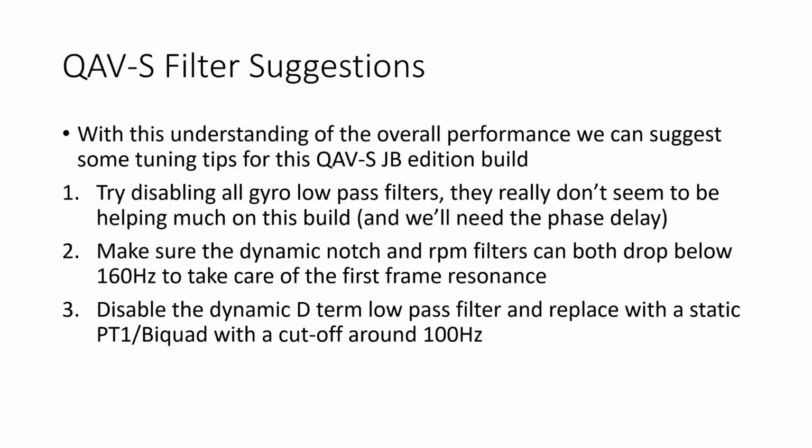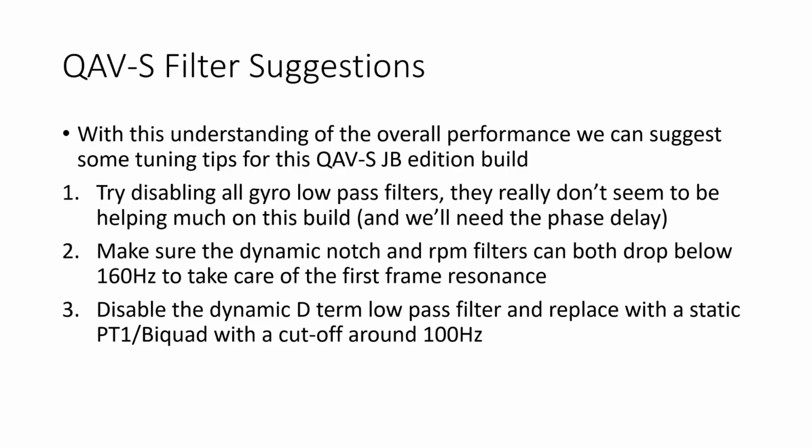Secondly, make sure that the dynamic notch and RPM filters in Betaflight are both able to drop below 160 Hz so that they can take care of that first frame resonance. That's really important. And thirdly, consider disabling the dynamic D-term low-pass filter and replacing it with a static PT1 or Biquad filter with a cutoff around 100 Hz or perhaps a little bit higher if possible.